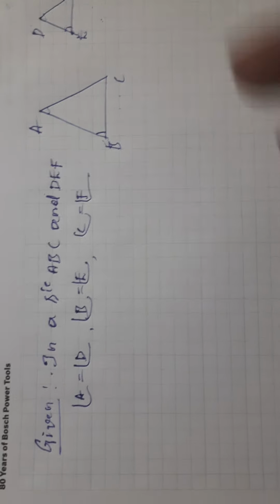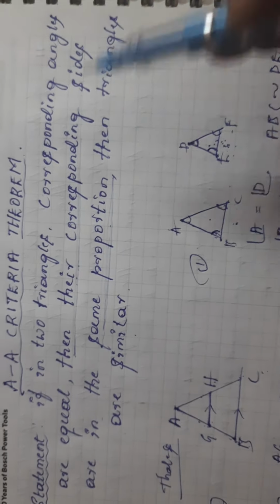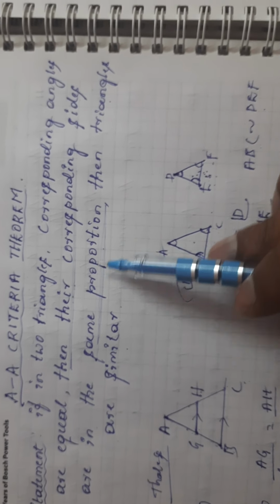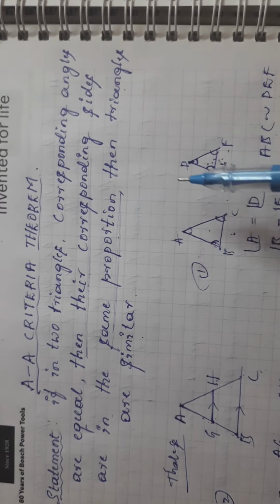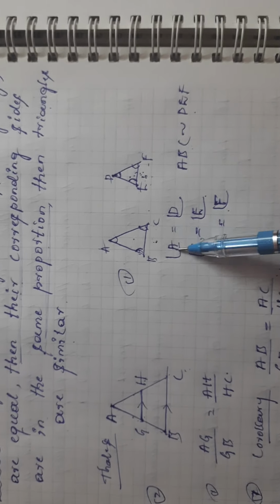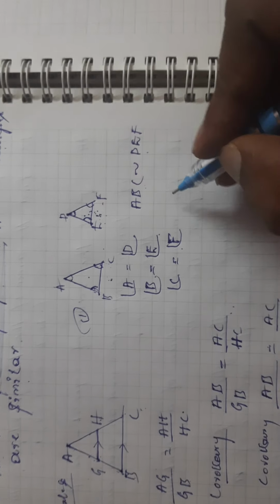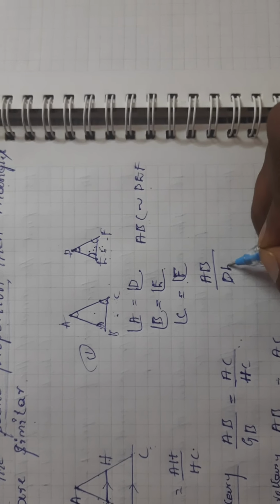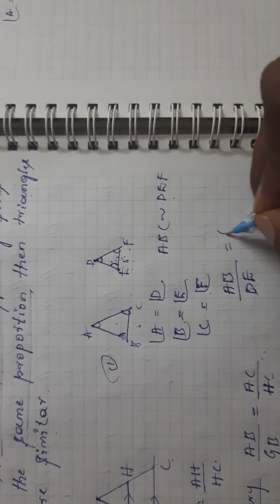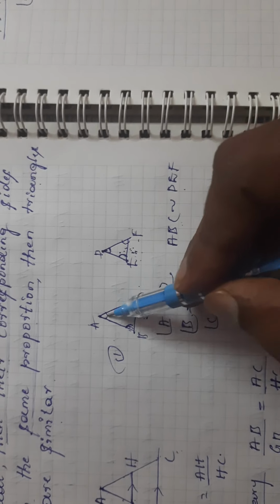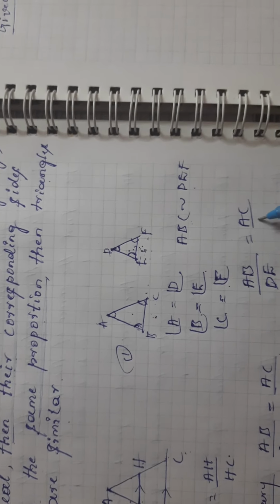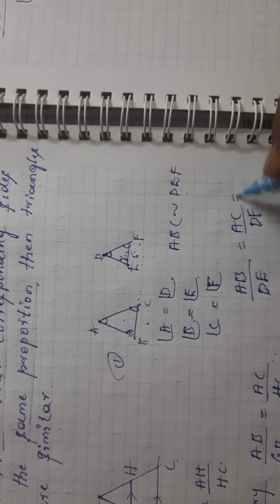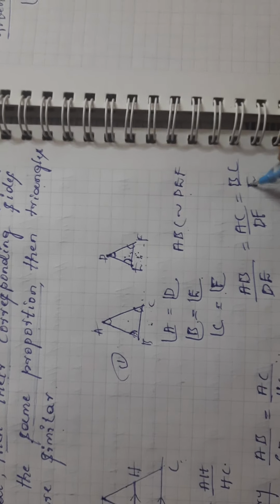Next, we need to prove. What we have to prove? See the statement again: then their corresponding sides are in the same proportion. Sides, we have to prove this. If the angles are equal, the sides are in proportion. We need to prove that one. That is AB divided by DE, and AC divided by DF equal to BC divided by EF. Then these two triangles are similar.